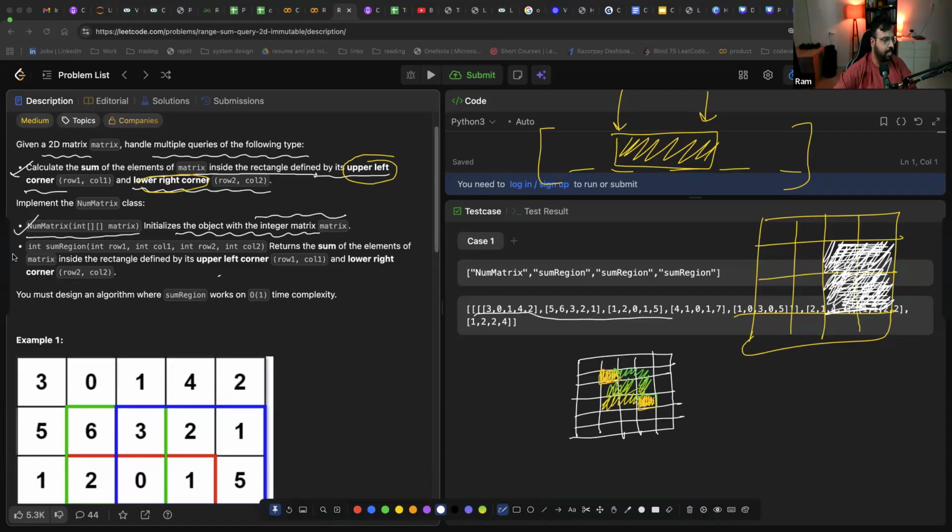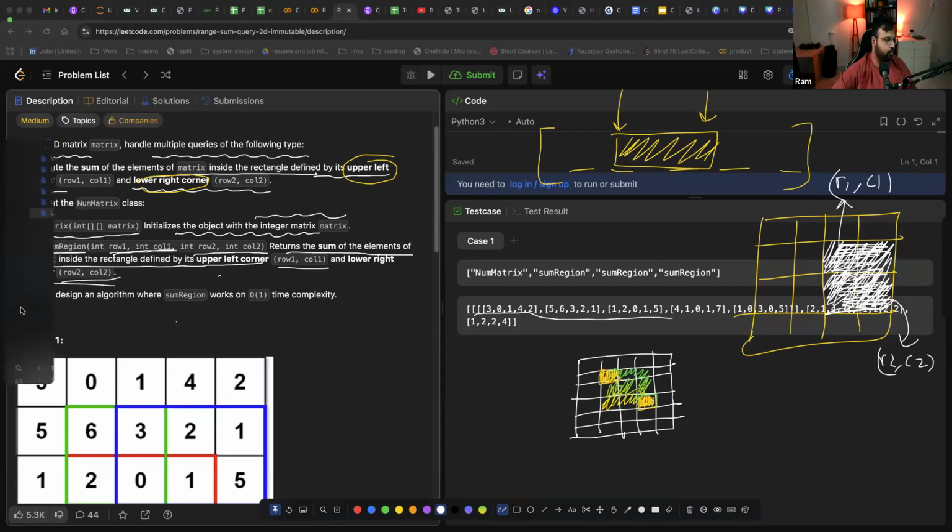One is the NumMatrix, and the other is sumRegion. In some region we will be given row 1 column 1, row 2 column 2. These two define the upper left and lower right corners, and we return the sum of the elements of the matrix inside the rectangle defined by the upper left corner and lower right corner. So upper left is row 1 column 1 and lower right is row 2 column 2. Whatever is enclosed between these two cells, we need to find the sum of all the numbers between them.